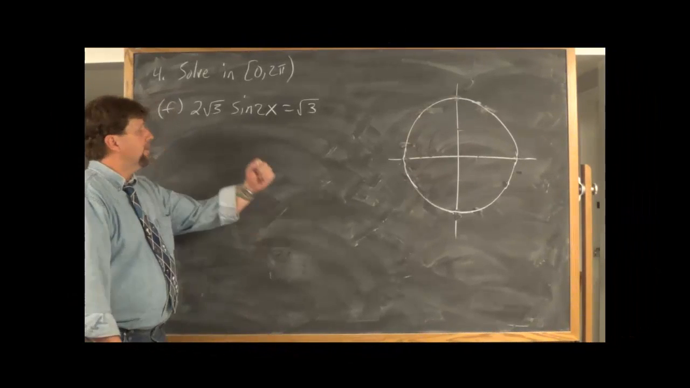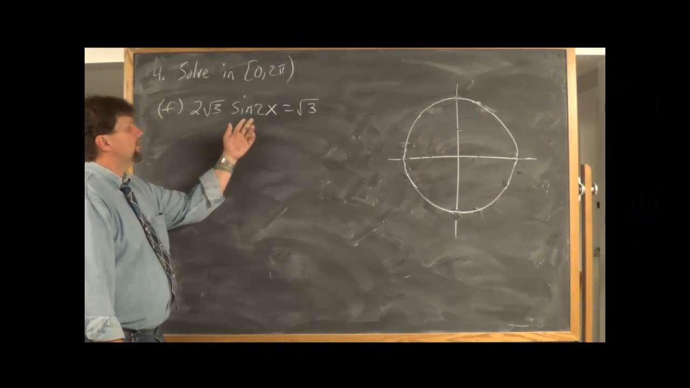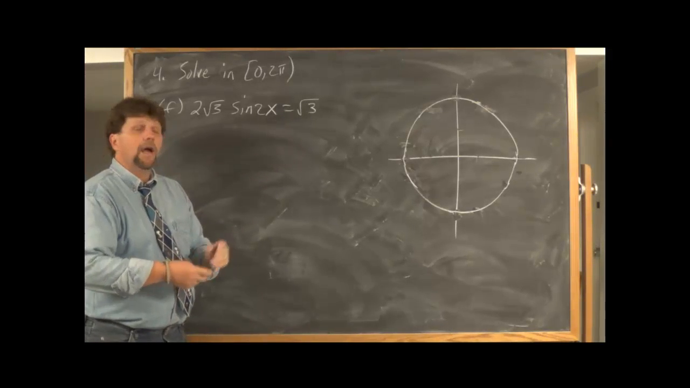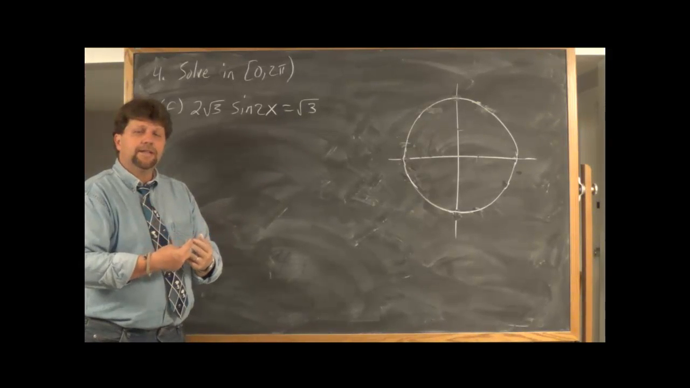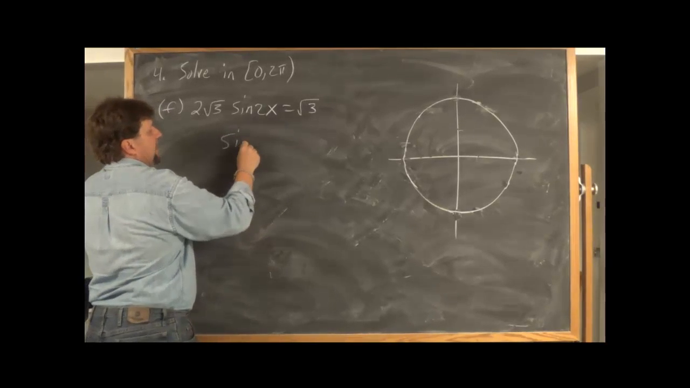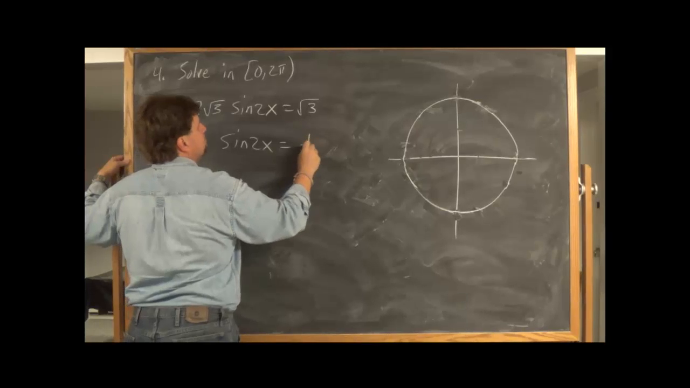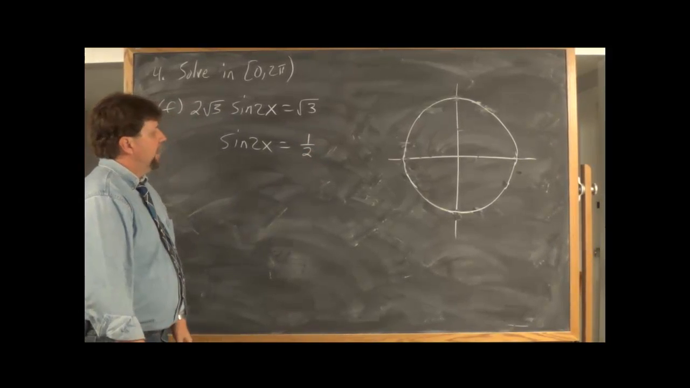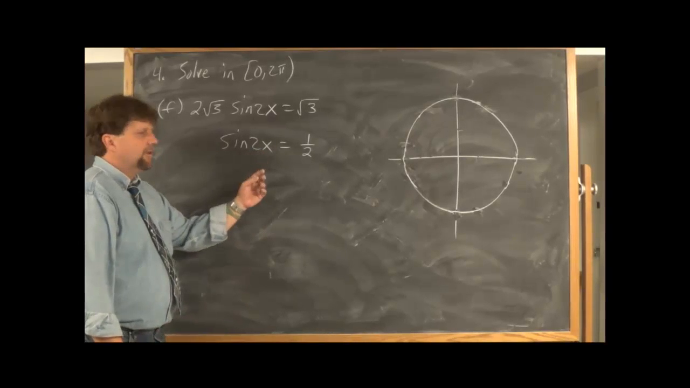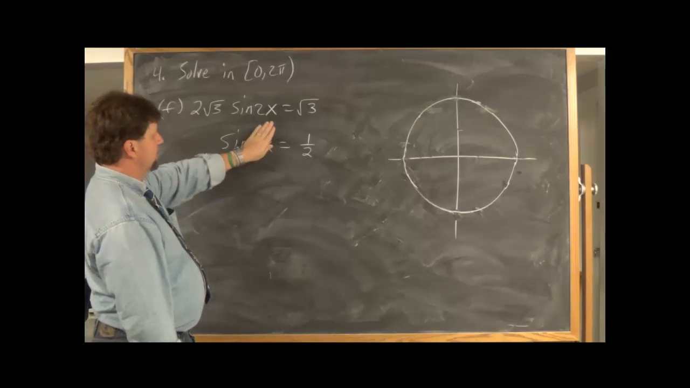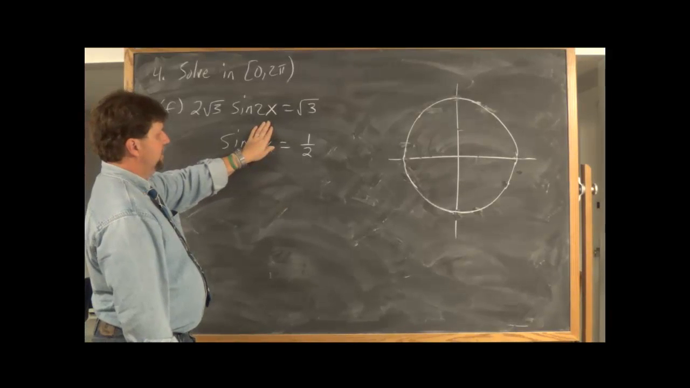All right, hey, here in part F, we have 2 square root 3 sine 2x equals square root 3. I would start off by dividing both sides by 2 square root 3. So that gives me sine 2x equals 1/2. Okay, I know this says sine 2x, but pretend you don't even see a 2x. Let me cover it up with my hand.